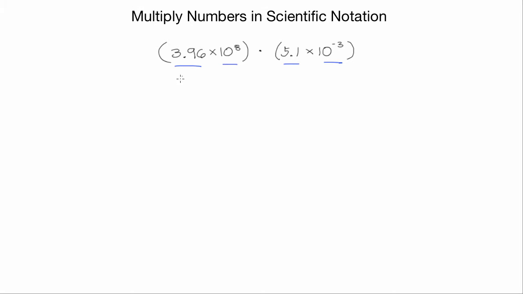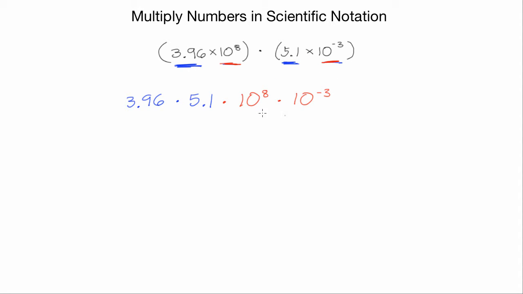So I'm going to rewrite this without parentheses in expanded form. I'm going to rewrite it as 3.96 times 5.1. So I'm going to multiply the first portions of each number, but I'm also multiplying by 10 to the 8th times 10 to the negative third.